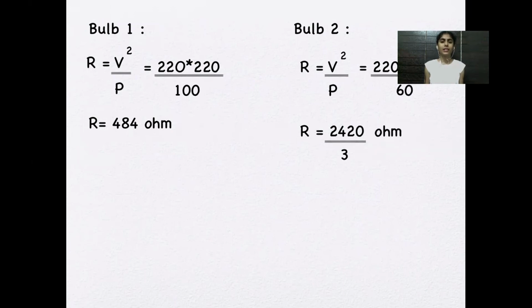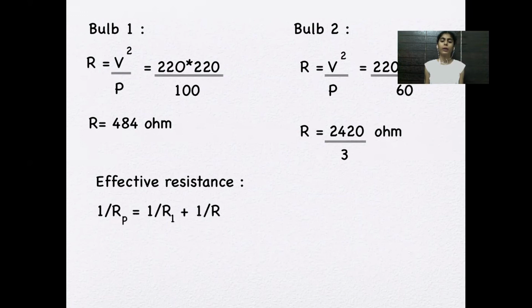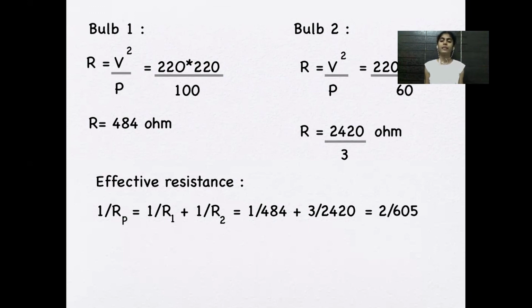Now we got the individual resistance of both these bulbs, but we have been given that these two bulbs are connected in parallel combination and we are asked to find the effective resistance. We know the formula of finding the effective resistance when two resistors are connected in parallel combination. That is, 1 by Rp is equal to 1 by R1 plus 1 by R2. Here R1 is 484 ohms and R2 is 2420 by 3 ohms. Substituting these values, we have 1 by 484 and 1 by R2 is the reciprocal, that is 3 by 2420, which when simplified gives 2 by 605 ohms.